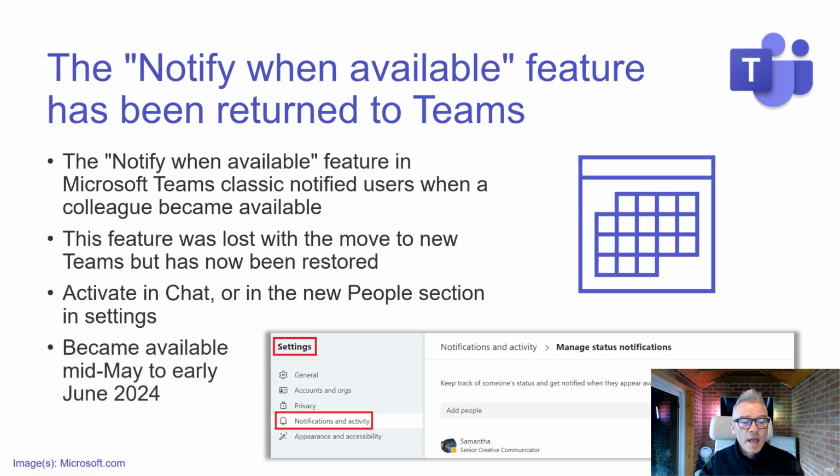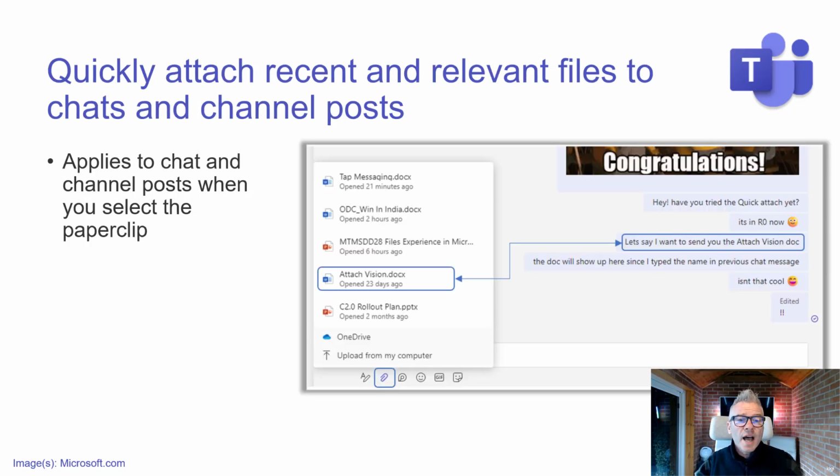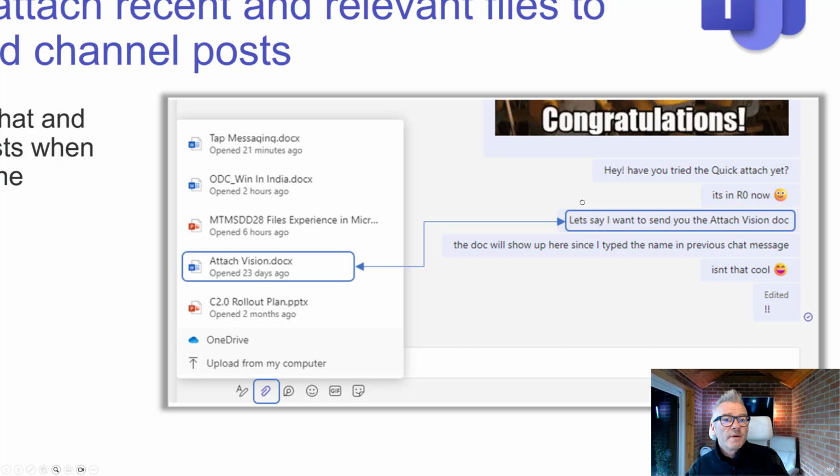Folks, that became available a little time ago, and go and check that out if that's of interest to you. Quickly attach recent and relevant files to chats and channel posts. So folks, you know that across Microsoft 365, the graph knows lots of stuff that's going on, the things I've opened, who I work with, the things that I'm putting in chat. Anyway, here's an extension of that. And I've talked about this before, but I'm just telling you about it because it's available.